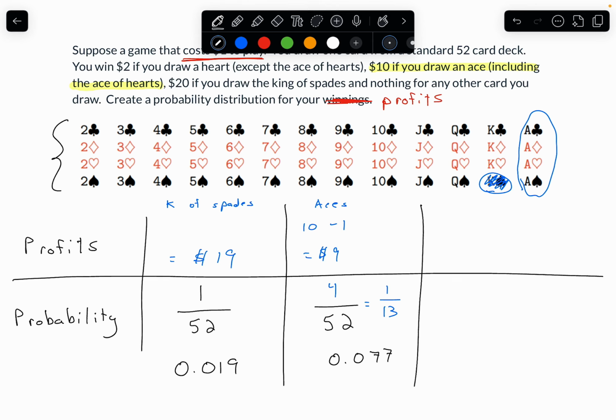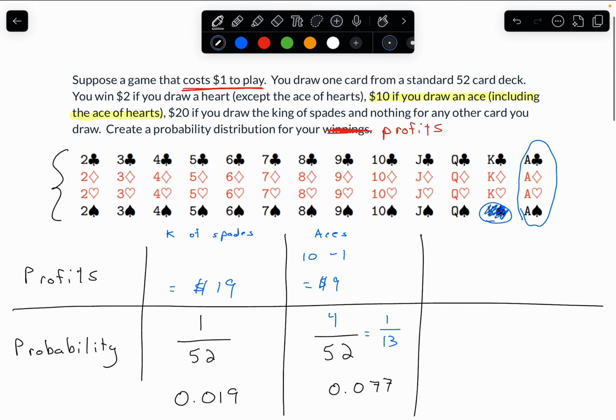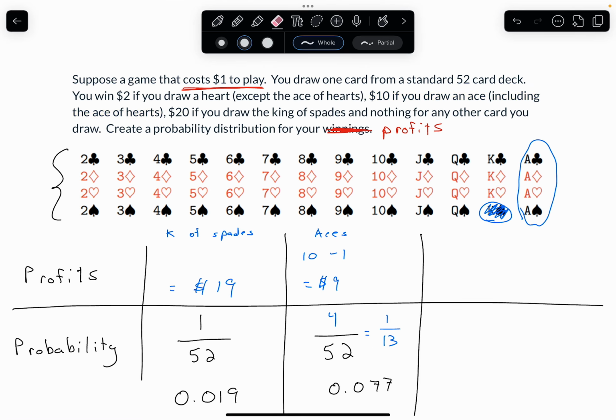And there's the probability for aces. So here's the profit of drawing an ace, and then here's the probability of that outcome occurring. So we have everything we need. Moving on, what else do we get? We win $2 if we draw a heart, with the exception of the ace of hearts. So we've counted all the aces.